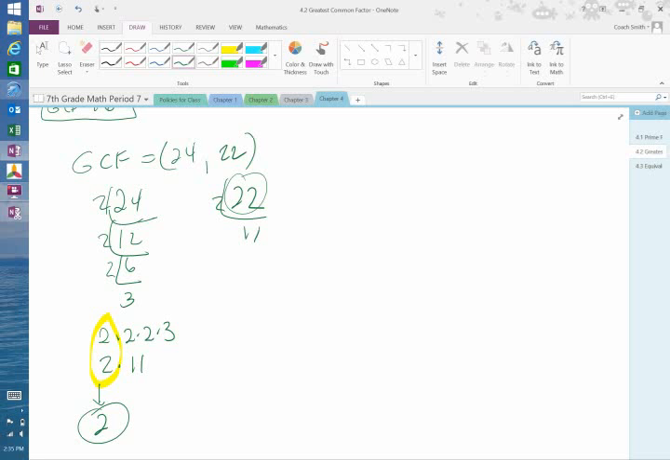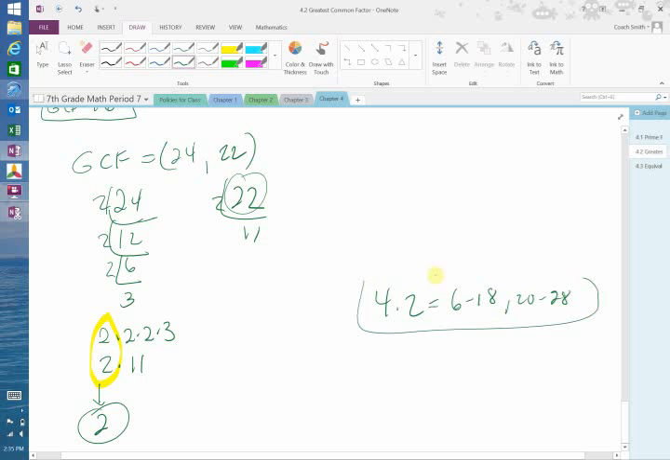Okay, your work is this: 4.2, 6 through 18, and 20 through 28. Quite a few of those that we did in the notes, so hopefully you took good notes.